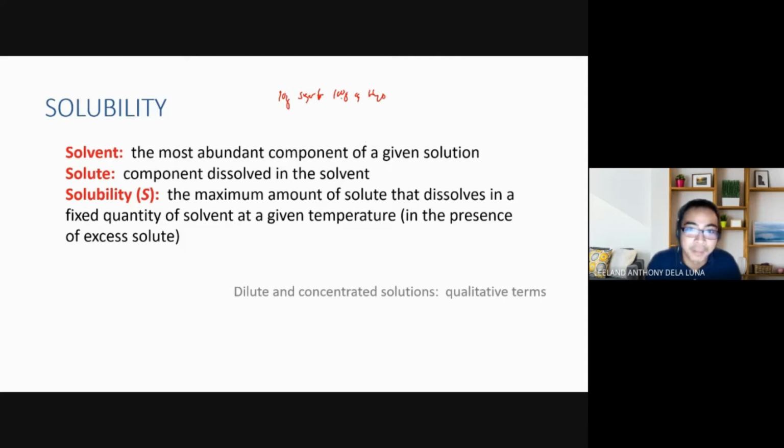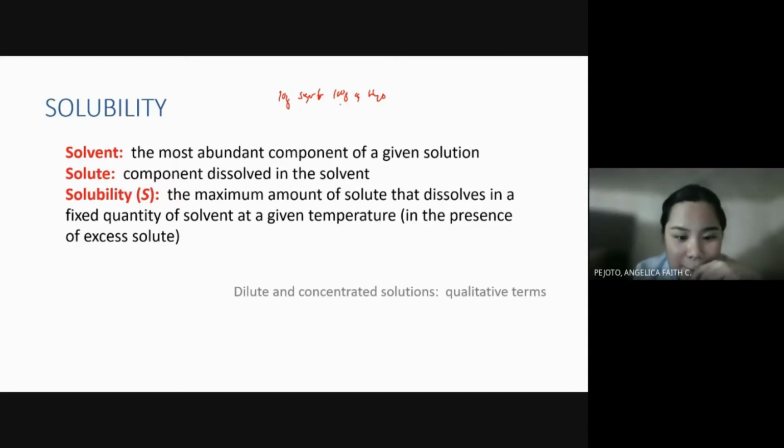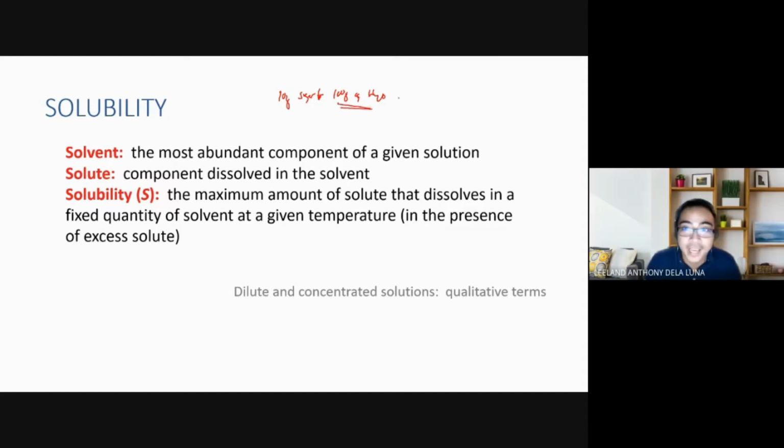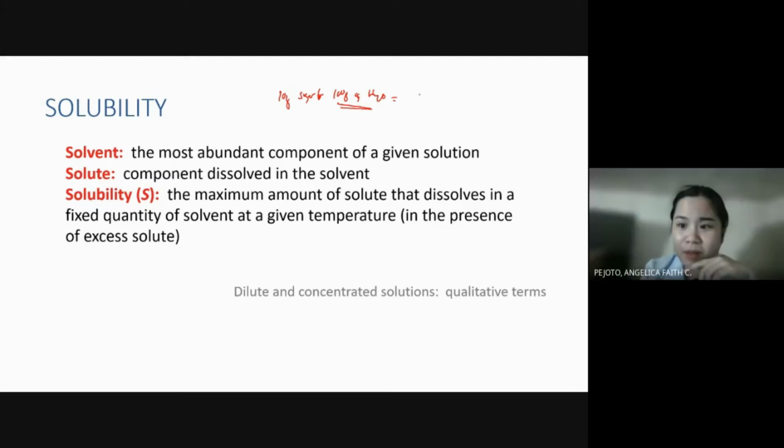Okay, sino pinakamarami? Yes, Mr. Paula? Water po. Definitely, that will be my water. This will be my solvent. And what's the total weight of my solution? Anong total weight ng solution ko? That's 10 grams of sugar plus 100 grams of water. 110 grams. Okay, very good.